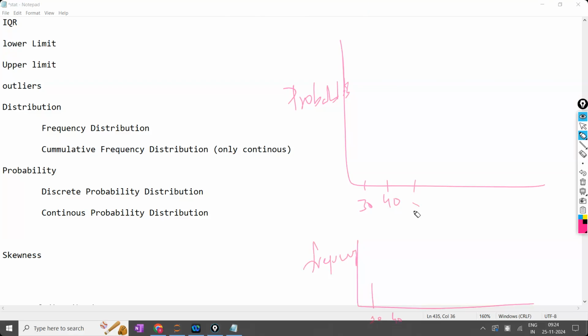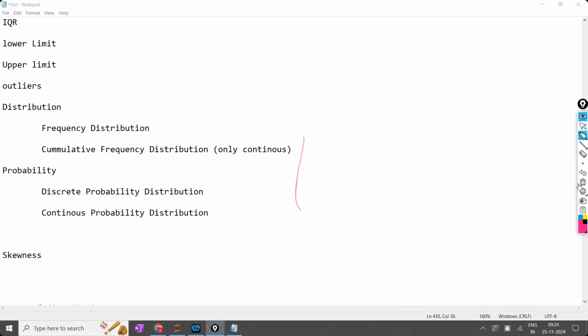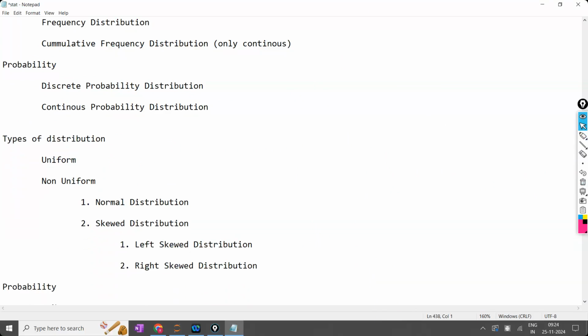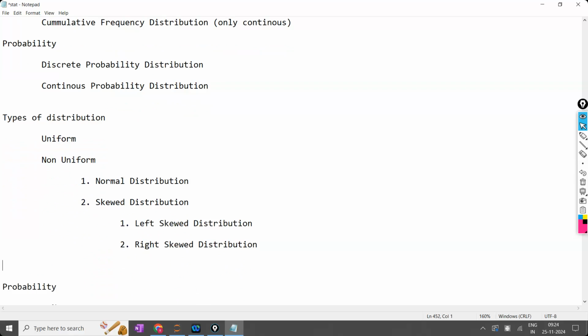So 30 to 40, 40 to 50, 50 to 60, same. No difference in the x-axis, same to same. Just on the y-axis, you have to write the probability. How to check that probability? Divide by the total number of records. Here you write the number of records, and here you divide by the total number of records. That is the only difference, right? We have also discussed continuous probability distribution, and now we are moving on to the next topic called types of distribution.